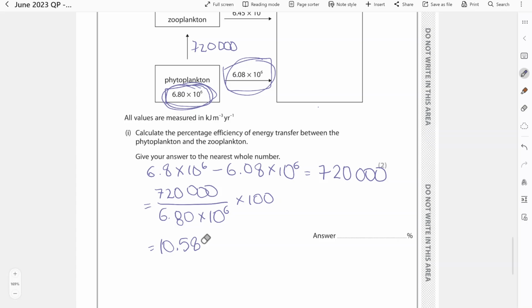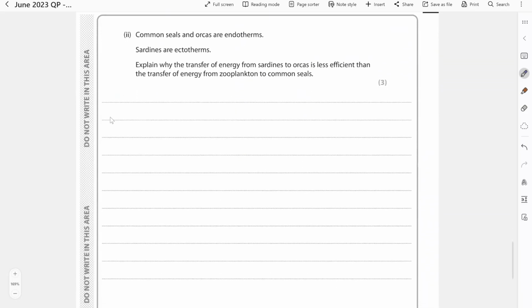10.59%. Now, remember to read the question properly. It says to give your answers to the nearest whole number. So that means that is 11%. All right, so that's done. Let's move on to part 2.